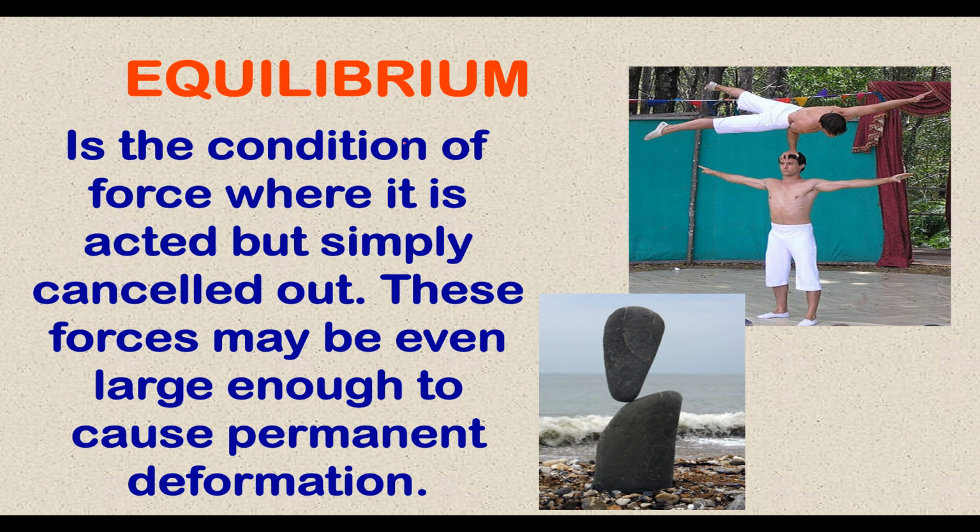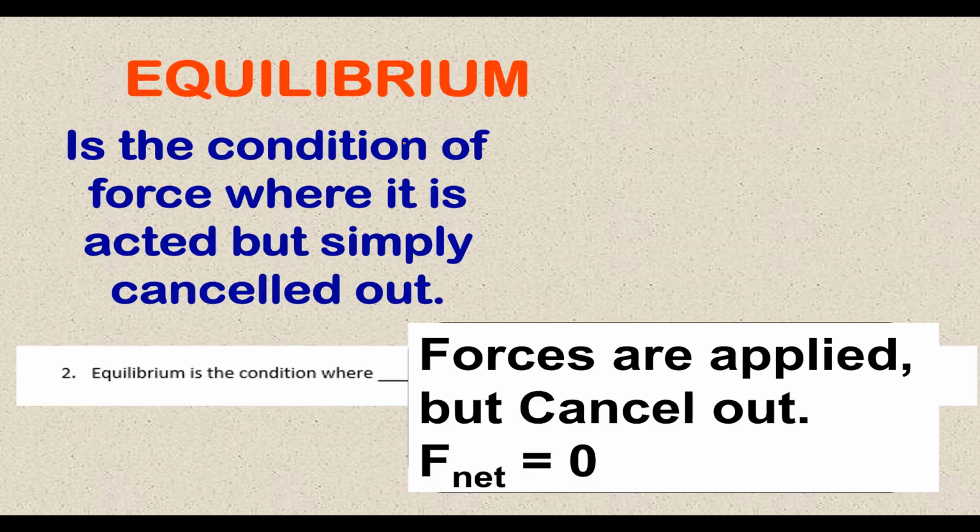Equilibrium. It is the condition where forces are applied but simply cancelled out. These forces may even be large enough to cause permanent deformation. Time to fill in your sheet. Equilibrium is the condition where forces are applied but cancelled out. So it's kind of like F net equals 0.